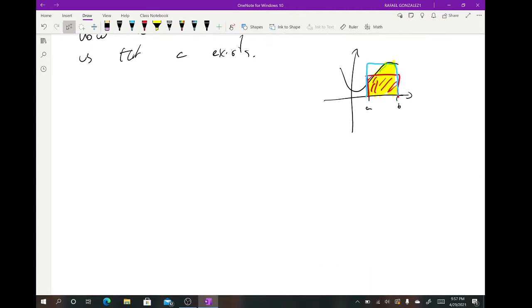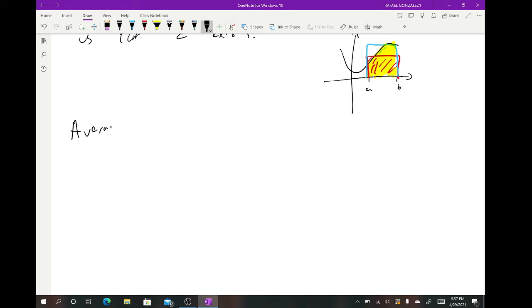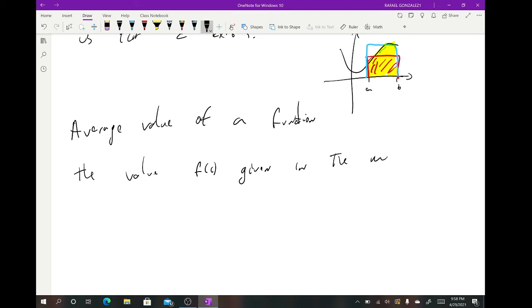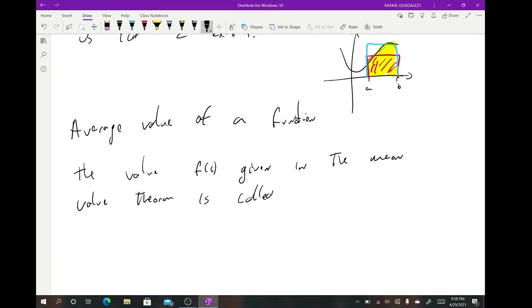Now, the mean value theorem for integrals leads us to the next theorem, which gives us the average. It's called the average value of a function. This one comes up a lot as well in higher level courses. So the value f of c given in the mean value theorem, meaning this one, that one, is called the average value of f on the interval AB.